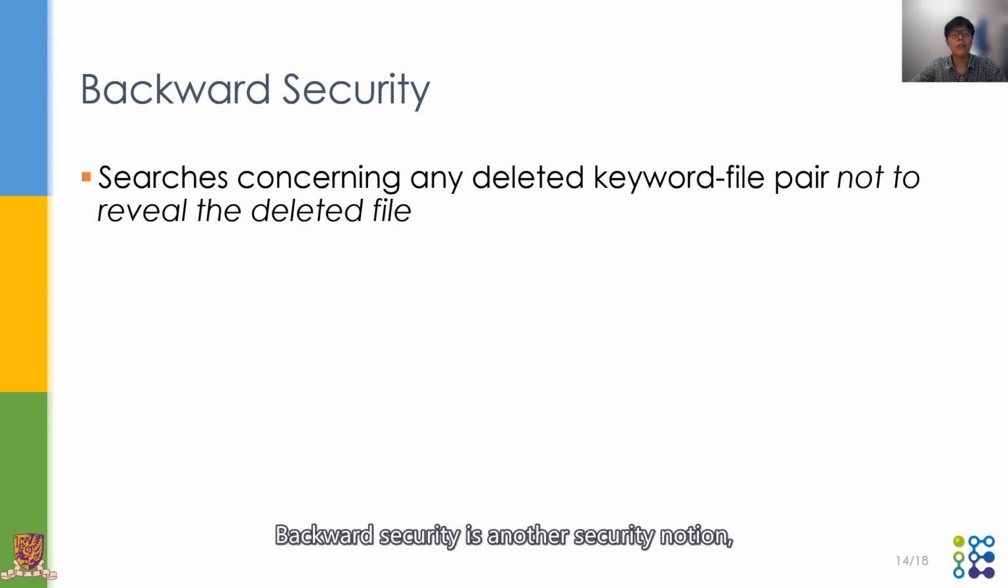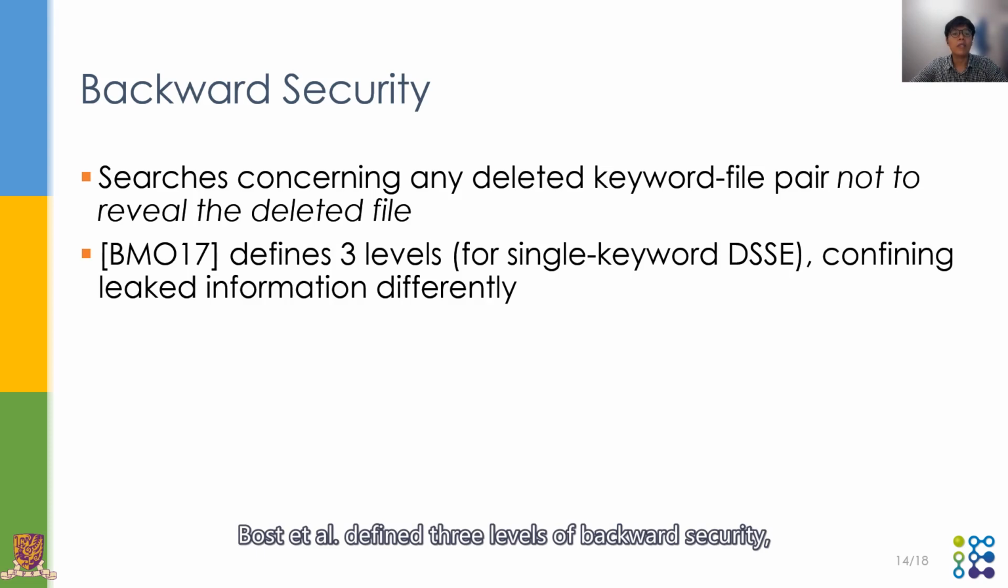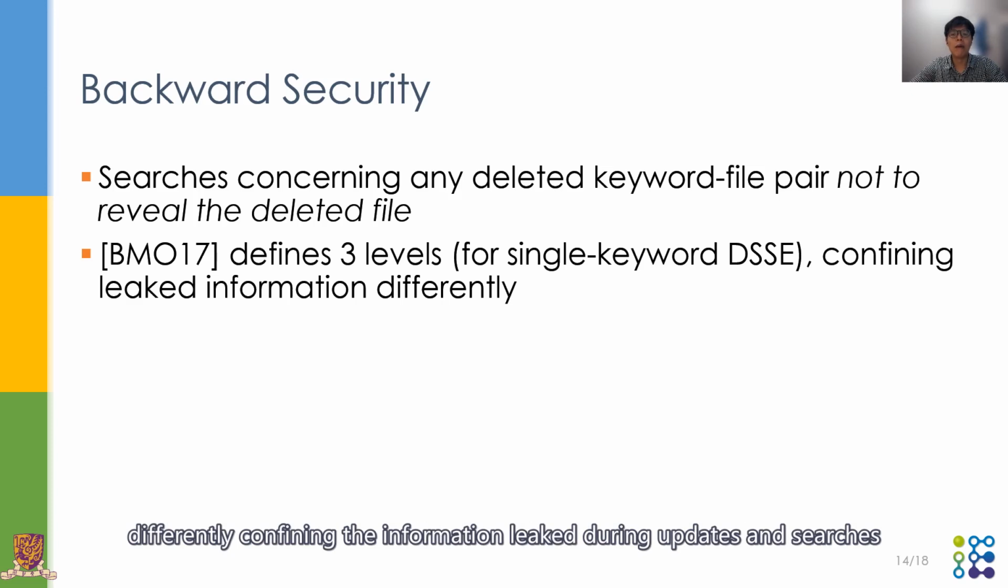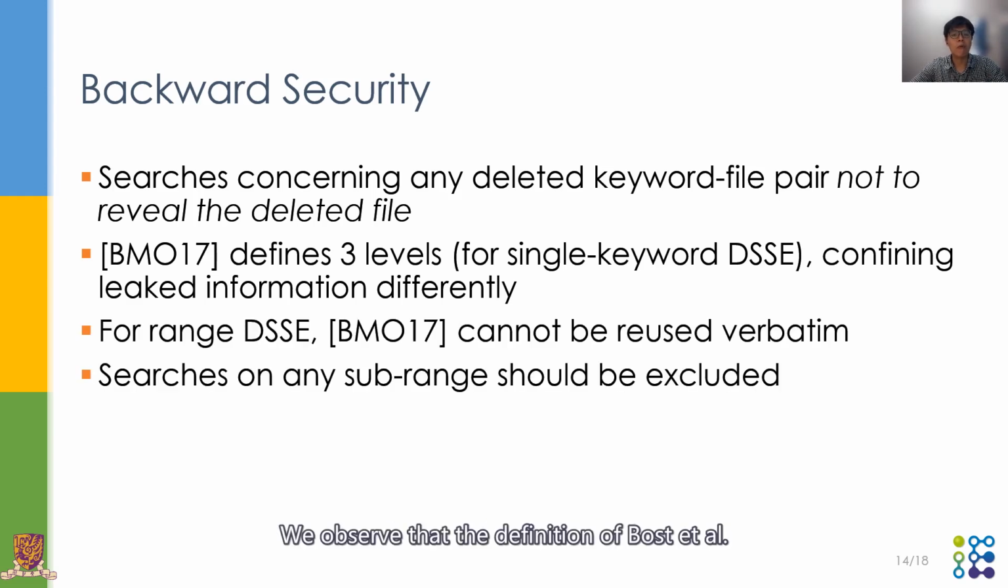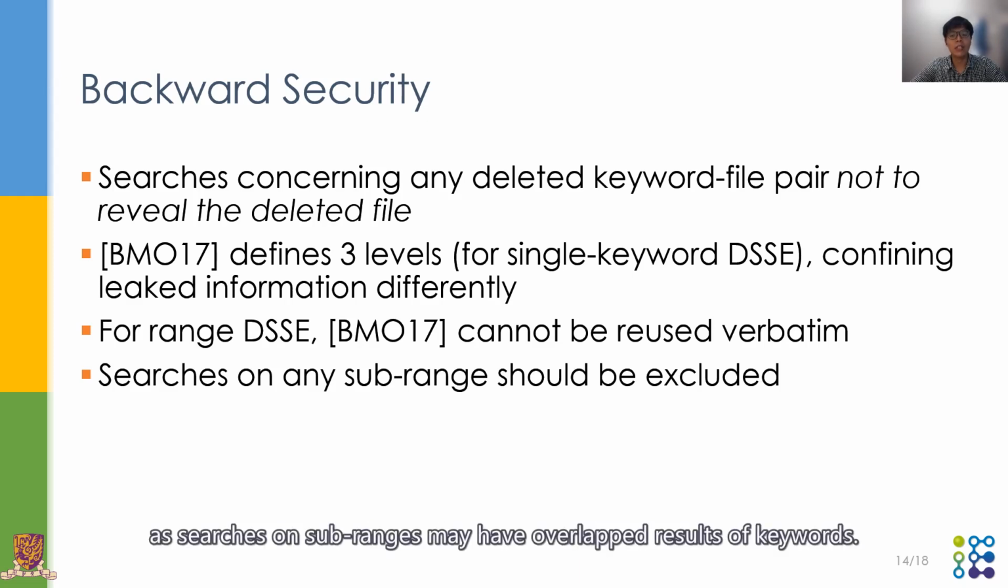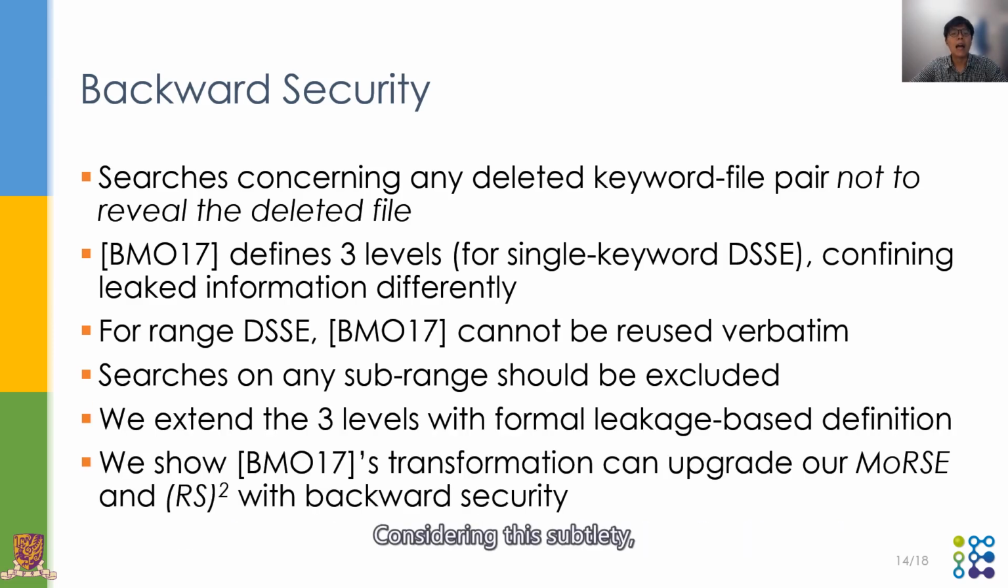Backward security is another security notion requiring searches concerning any deleted keyword-file pair not to reveal the deleted file. Bost et al. defined 3 levels of backward security, differently confining the information leaked during updates and searches of a single keyword DSSE. We observe that the definition of Bost et al. cannot be applied to range DSSE directly, as searches on subranges may have overlapped results of keywords. Considering this subtlety, we extend the definition of 3 levels to range DSSE.